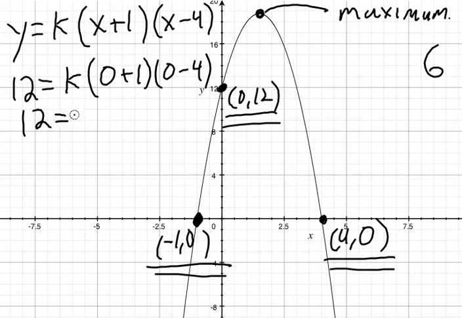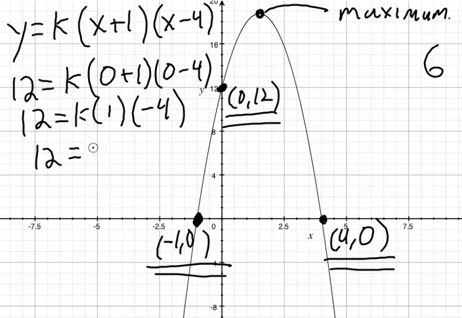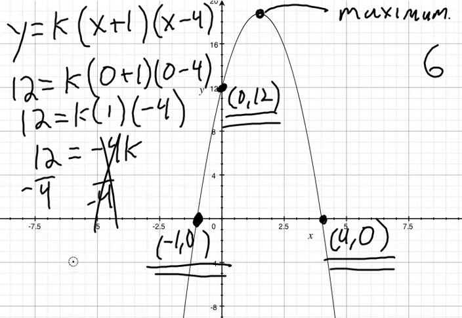So let's just do a little simplification. 0 plus 1 is 1. 0 minus 4 is -4. Do a little more simplification and we get 1 times -4 is -4. So this is 12 equals -4k, or k times -4. Either one's fine. The most important thing is now we need to divide by -4 on both sides. And what we get is k equals -3.